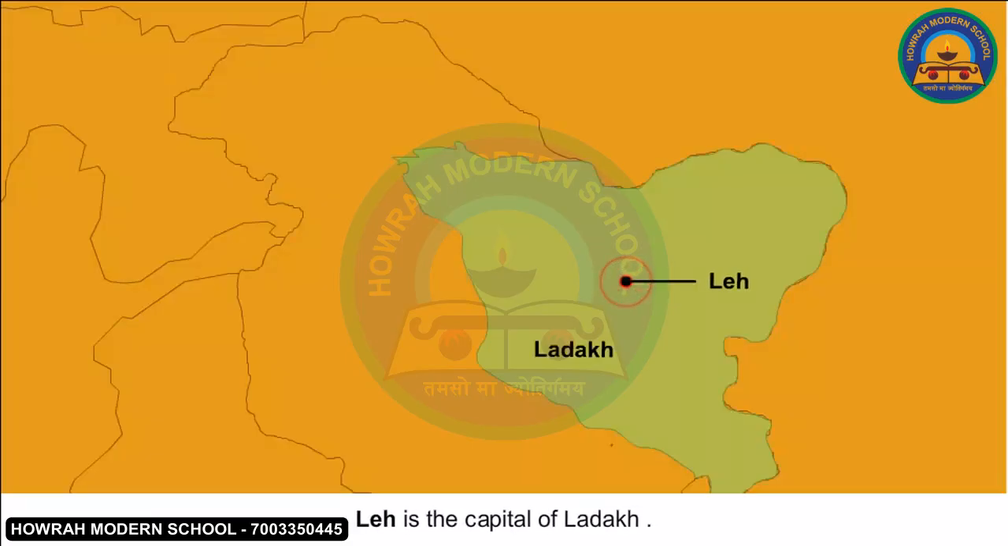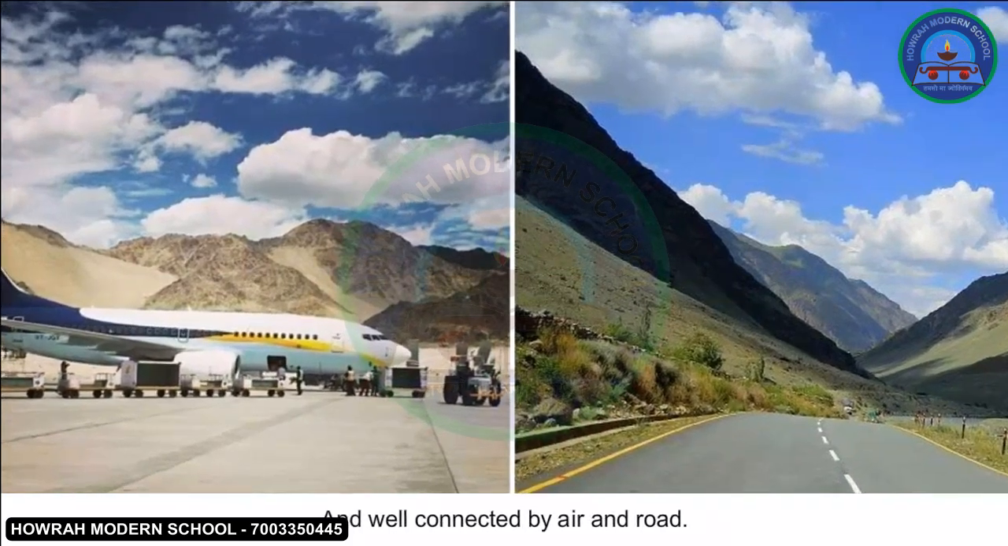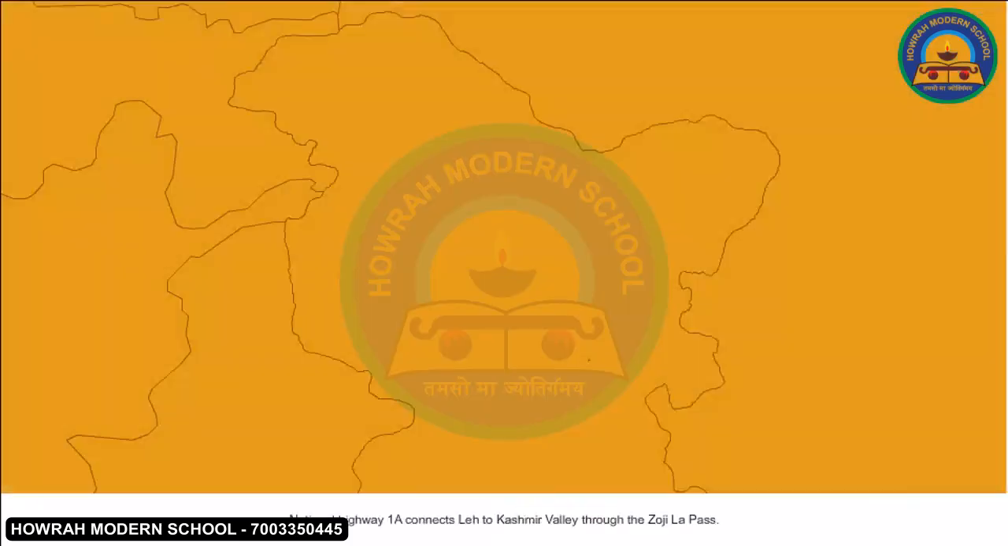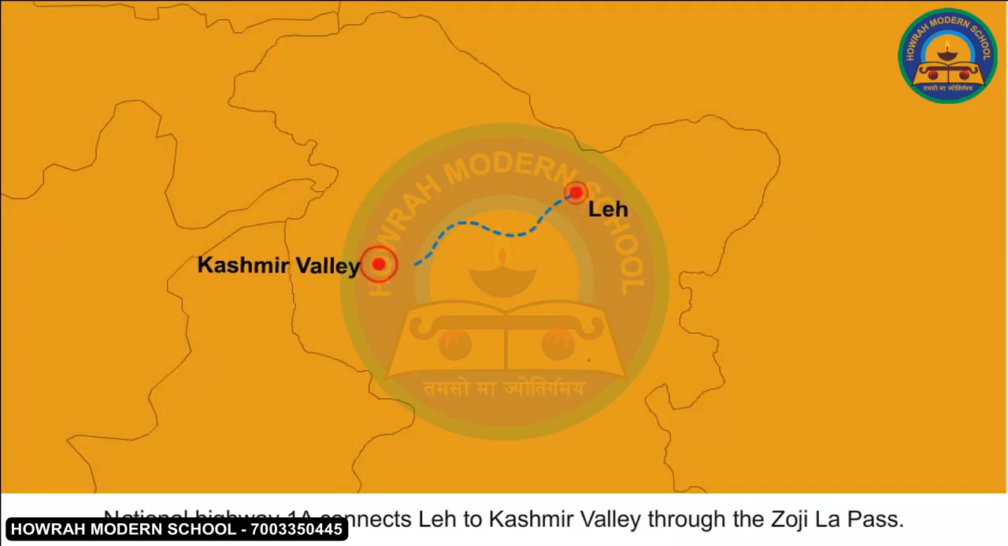Leh is the capital of Ladakh and well connected by air and road. National Highway 1A connects Leh to Kashmir Valley through the Zoji.